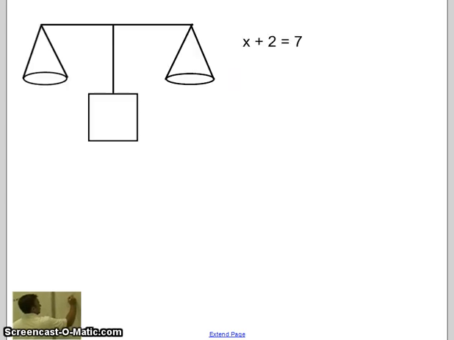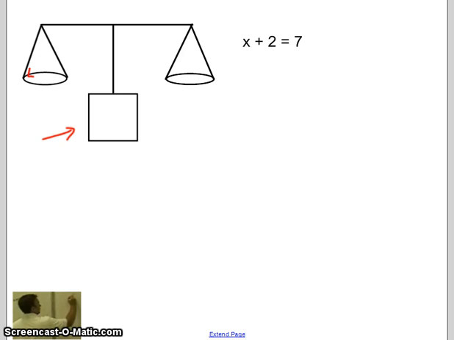Alright, so when we're solving equations, we have to stay balanced. Meaning whatever we do to one side, we have to do to the other. So I have this scale here to show you the first representation for the first equation we're going to solve: x plus 2 equals 7. An equation is something like a scale, where we have the same thing on both sides.